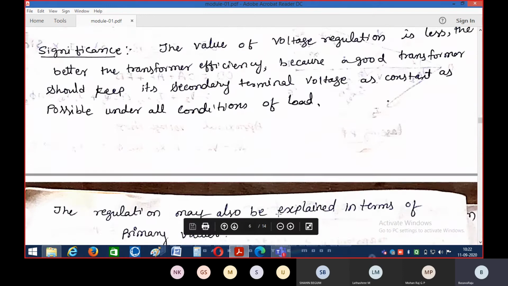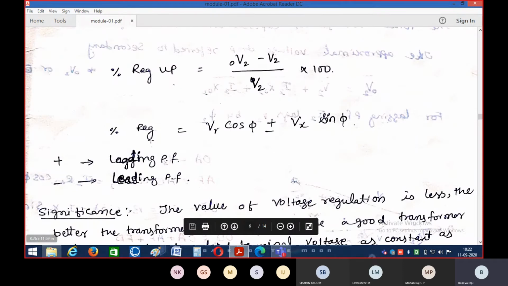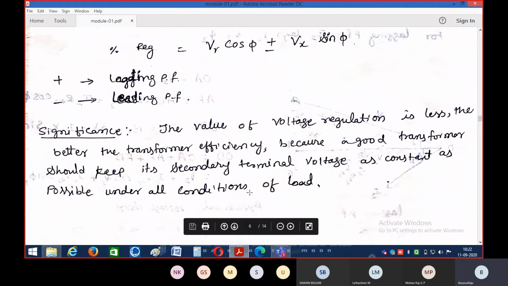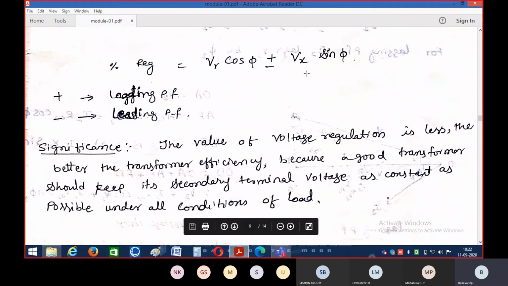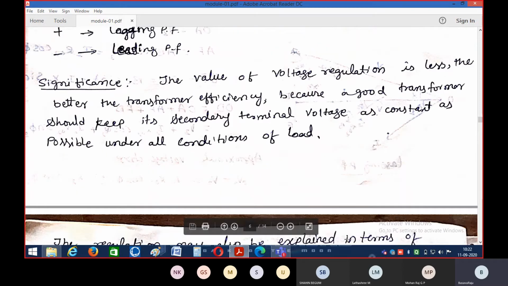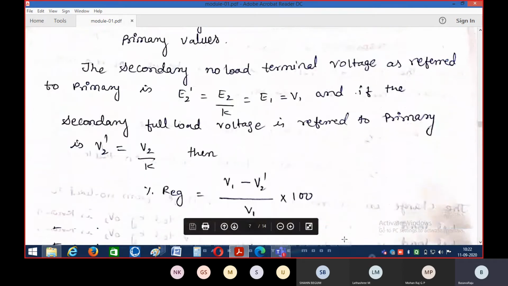Now we will derive the condition for the voltage regulation. What is the equation to calculate the percentage voltage regulation? I told you: VR cos phi plus or minus VX sin phi. The plus sign represents the lagging power factor, the minus sign represents the leading power factor. So how do we get this equation? With the help of the vector diagram we can derive this condition. Now let me show you the vector diagram for deriving the value of percentage voltage regulation of the transformer, and thereby we will derive the condition.